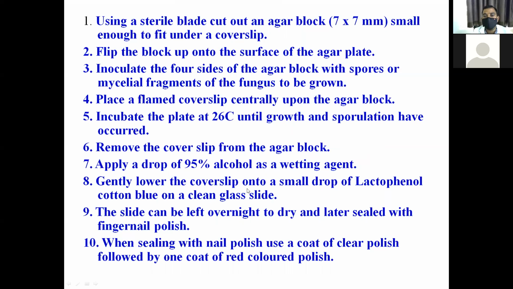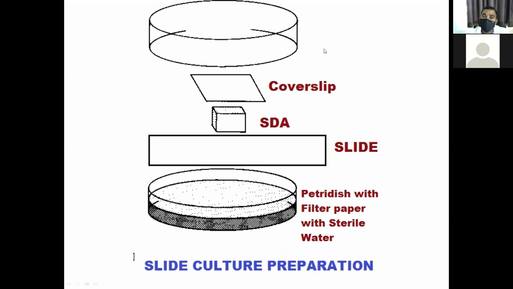Apply a drop of 95% alcohol as a wetting agent. Gently lower the cover slip onto a small drop of lactophenol cotton blue on a clean glass slide. You place one drop of lactophenol cotton blue on this slide. After preparing the media, incubate it in a BOD incubator at 22 to 37 degrees centigrade, or if a BOD incubator is not available, keep it at room temperature. Then after 24 to 48 hours, you will take this cover slip.